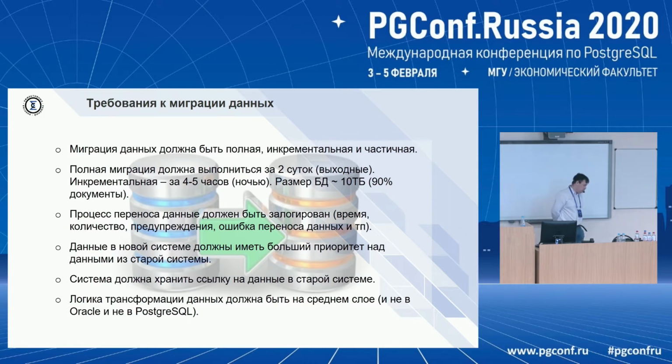The process of migration should be logged. We need to understand what we transferred, when we did it, and how much time it took to transfer this data. The data that was modified in the new system must be of higher priority in comparison with the data that we are transferring now. So if a user is entering the new system and alters any data, it shouldn't be replaced or deleted when we go on with the migration.